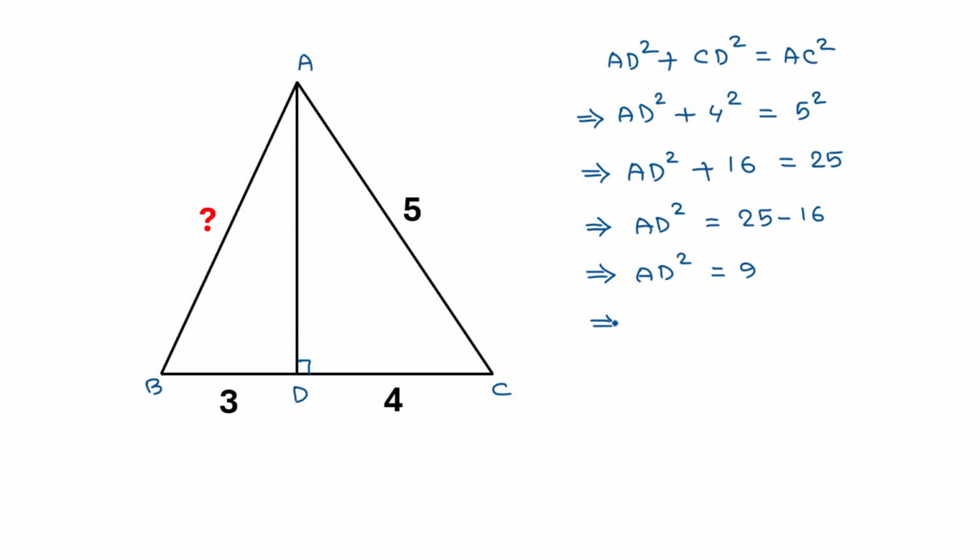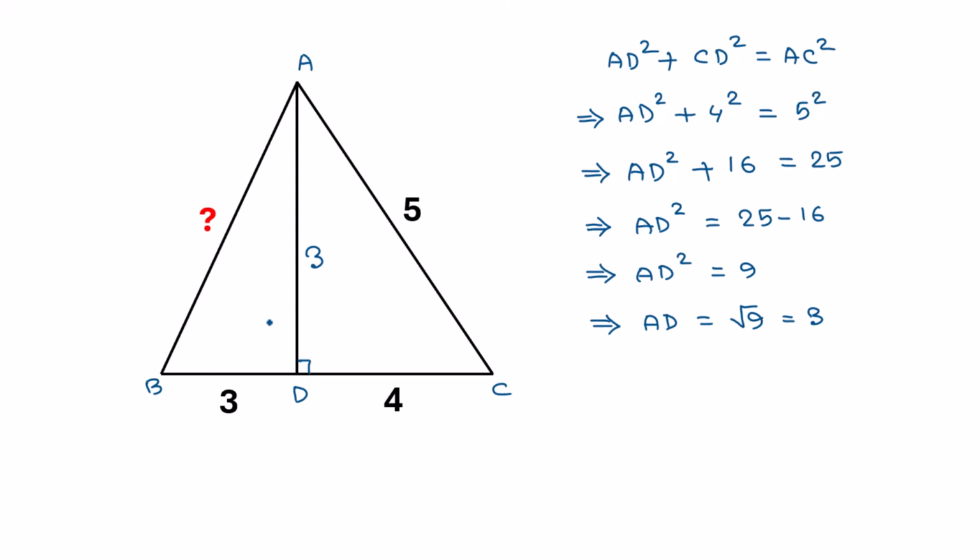Or taking a square root to both sides, we will get the value of AD. So AD is equal to the square root of 9, and the square root of 9 is 3. So this length is 3 units.